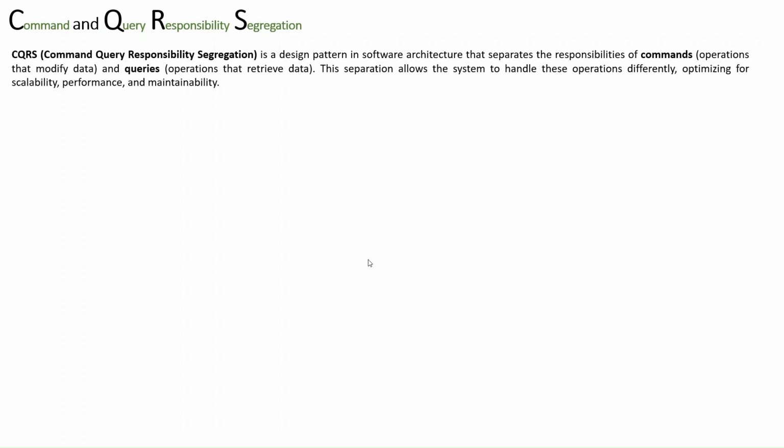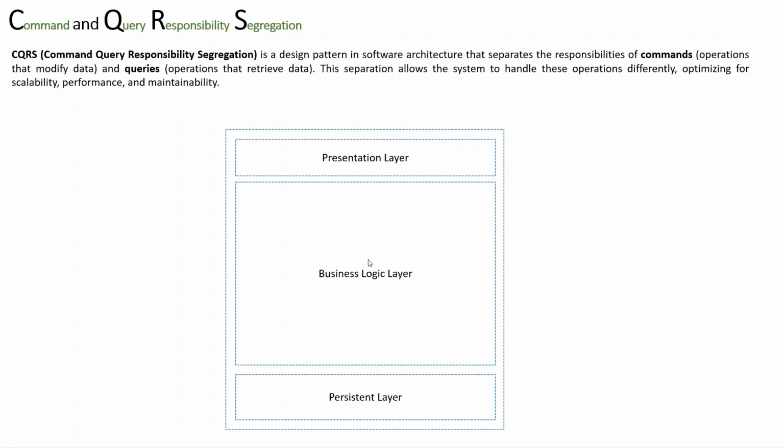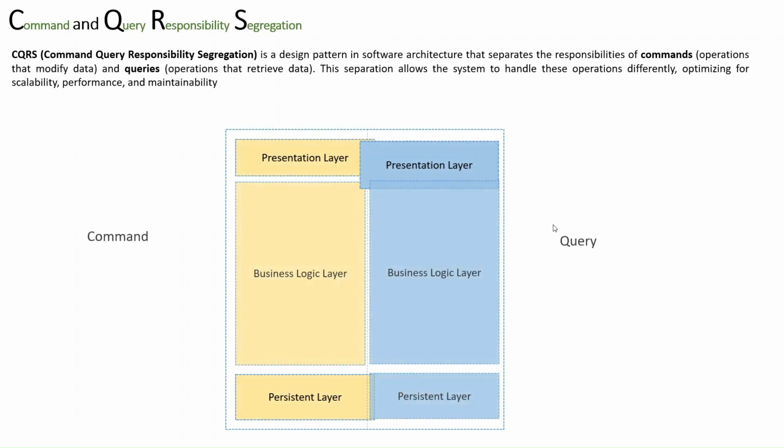Now let's talk about a traditional application architecture. It has different layers. CQRS vertically splits that application for you and provides you two different parts. One is the command and the other is the query. So whatever logic you write on one side, your other side is not affected.